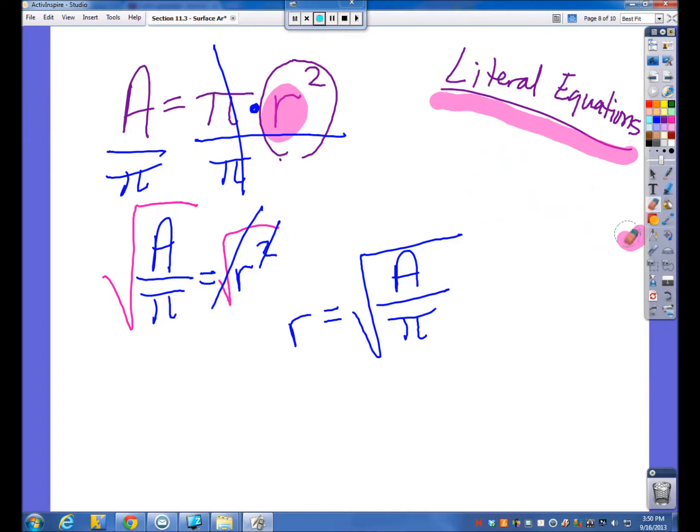So again, we just took area equals pi r squared. We took A written in terms of r, and we've rewritten it so that we have r now in terms of A. So that's one example.